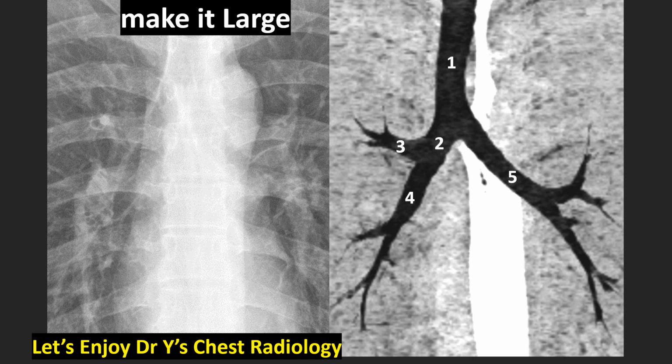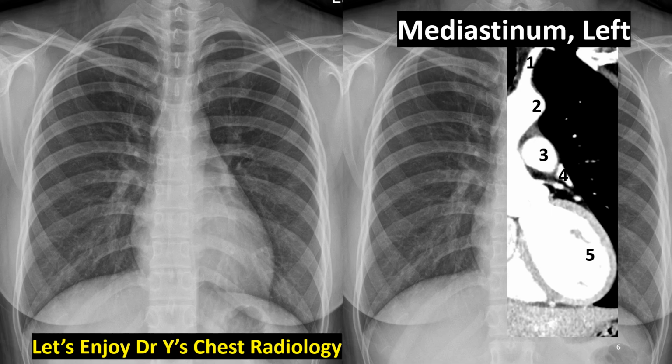And number 5, left main bronchus. It divides into left upper lobe bronchus and left lower lobe bronchus. Now we are familiar with large airway on the chest radiograph. Let's move to mediastinal margin on the left side.